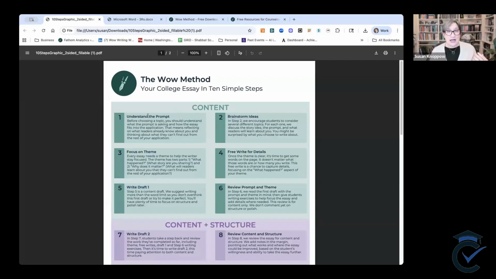So we start, our step one is understand the prompt. I want to make sure that my students understand the question. Do they understand? We start with the Common App personal statement as our teaching essay, where we learn about the student and the student really learns the process.